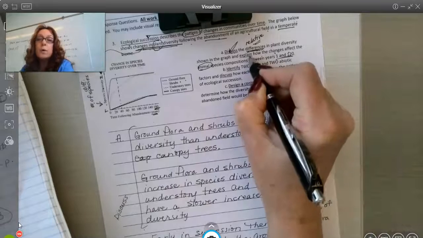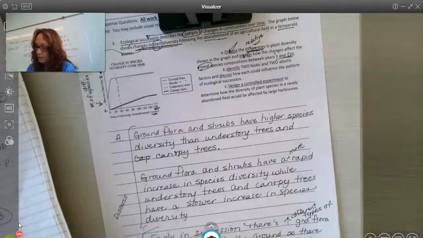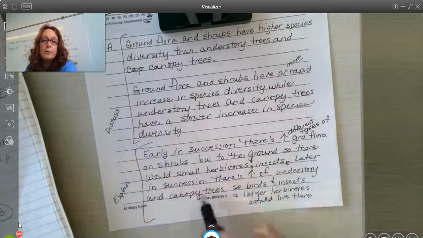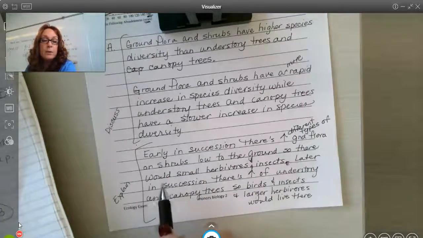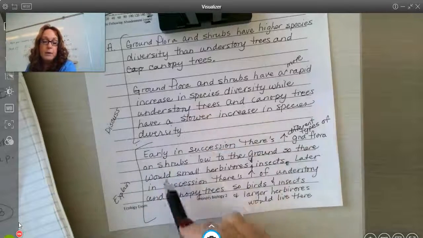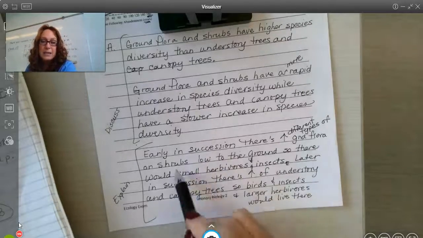There's another word in bold here, explain. I'm going to check it off. And I did that right here. So I know, because here's what happens. Most of the time I go grade stuff and people don't do this part. They totally skip it. Because they're so into the graph part they did, they totally forgot there was another part. So don't do that.